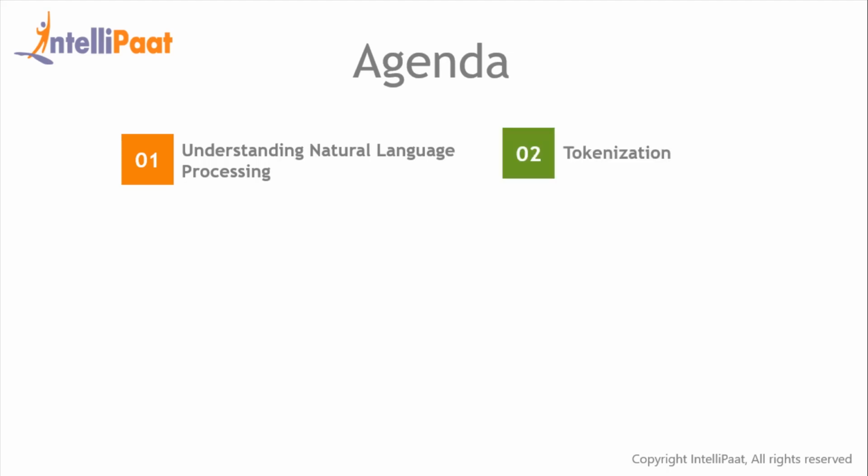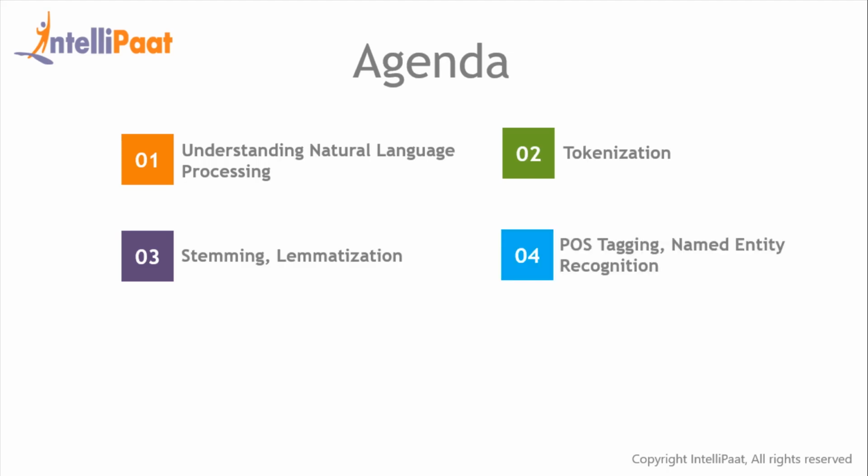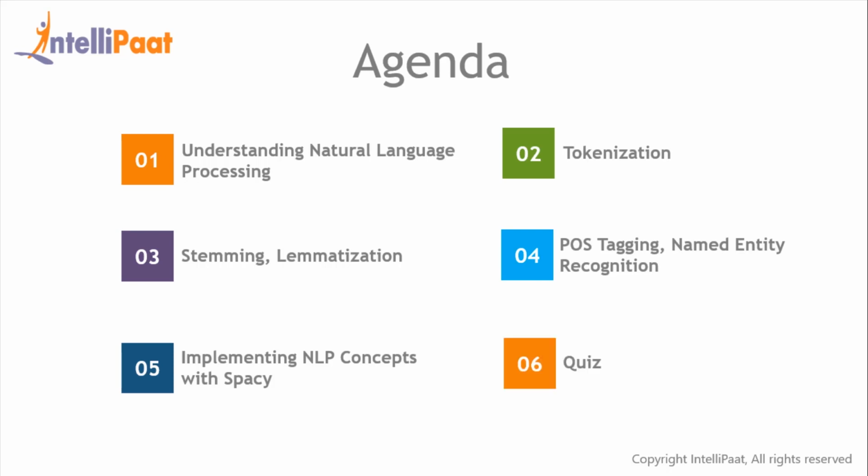Then we'll understand what is tokenization and learn how to tokenize words with the NLTK package. After that, we'll learn about different concepts in NLP such as stemming, lemmatization, POS tagging, and named entity recognition, and implement each of them using NLTK. Going ahead, we'll work with the spaCy package to implement some NLP concepts. And finally, there'll be a quiz to recap whatever we've learned in today's session.